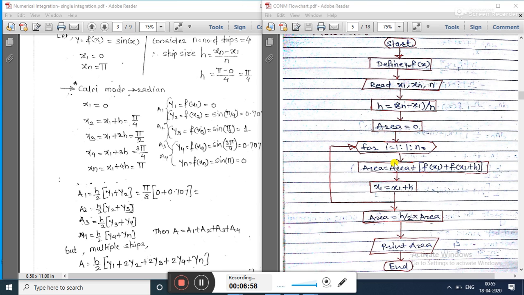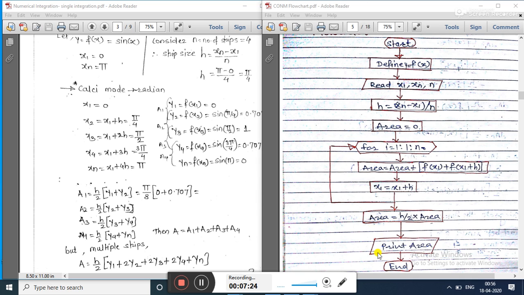Next step is this whole summation. This whole summation is completed right now. This whole summation is multiplied by h by 2. So this is the final area under the curve. So that will be again stored. I am going to store it into area. So this is the final value of area under the curve, or the integration.